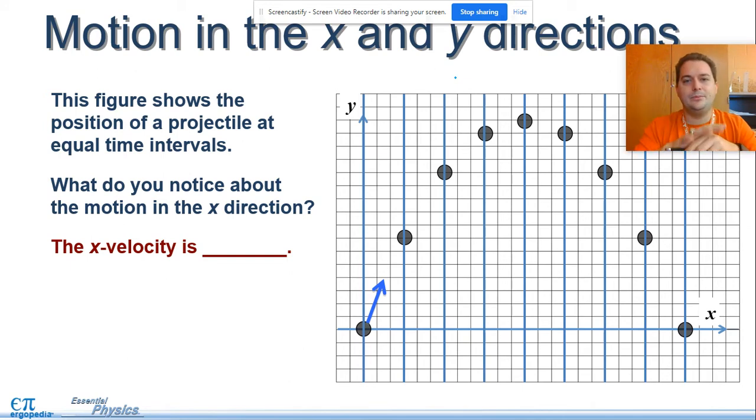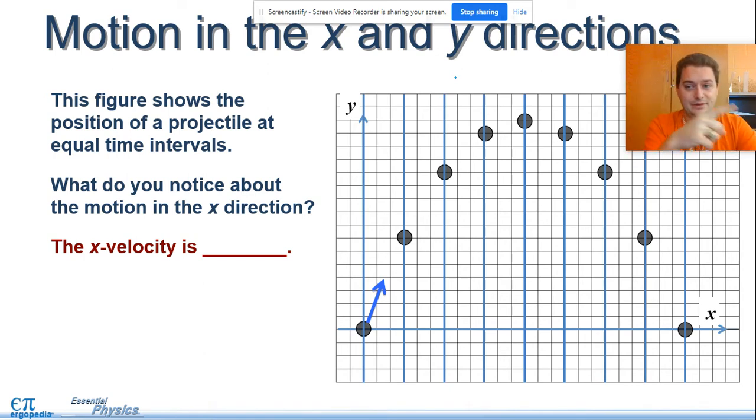We're going to get into the most complicated part of projectile motion. The most complicated part is that we're dealing with two different velocities. There's a velocity on the x-axis, and there's a velocity on the y-axis, and they are different numbers. They are not necessarily connected either.